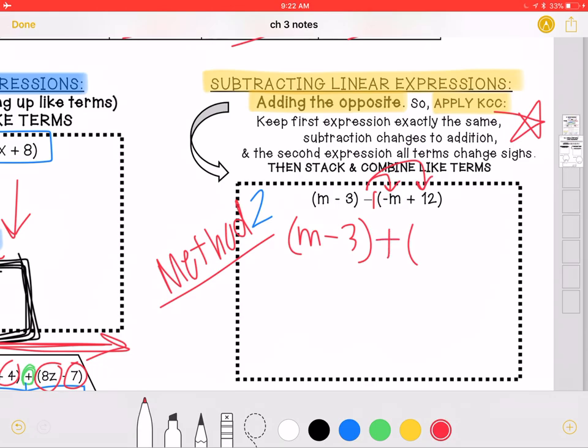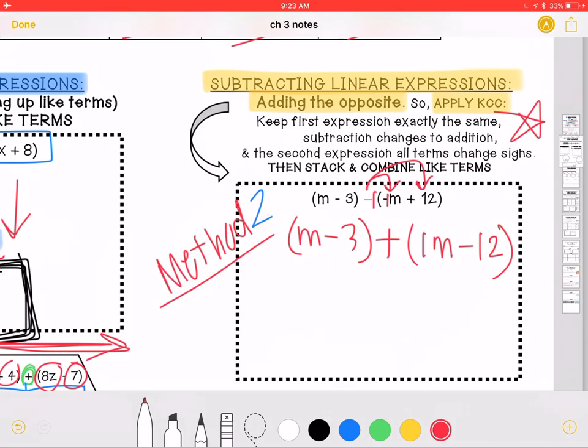This I would change to plus, but now everything changes over here. What's negative 1 times a negative m? Remember, there's really a 1 here. So negative 1 times negative 1 gives me a positive 1m, or just m. And then what's negative 1 times a positive 12? That gives me a negative 12. So we're back to where we were when I did keep, change, change.